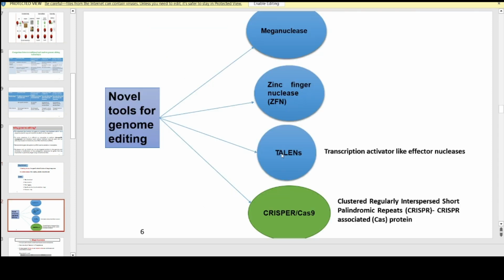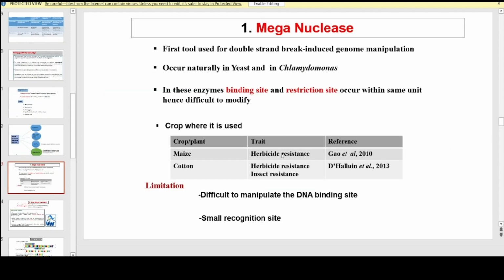Some of the tools for genome editing are meganuclease, zinc finger nuclease, TALENs, and CRISPR-Cas9. CRISPR stands for clustered regularly interspaced short palindromic repeats. What is a palindrome? It is an inverted repeat sequence. The first tool of genome editing was meganuclease, the first tool used for double-stranded breaks in gene manipulation. The DNA binding site and restriction site occur within the same unit, hence it is difficult to modify.